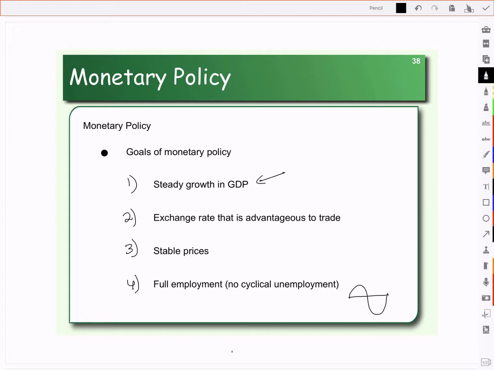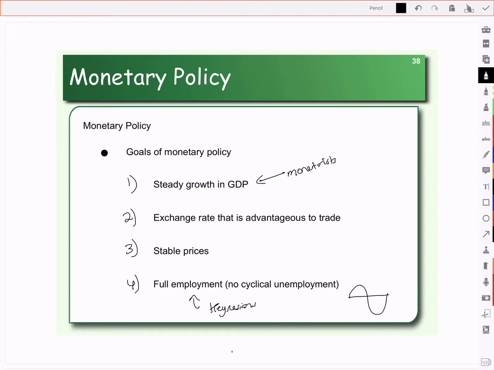Well, steady growth in GDP is what monetarists use monetary policy for. Using monetary policy to achieve full employment is what modern Keynesians use monetary policy for. Now remember, John Maynard Keynes himself was not an advocate for monetary policy, but today's Keynesians do use monetary policy combined with fiscal policy, although they are much greater advocates for fiscal policy than monetary policy.